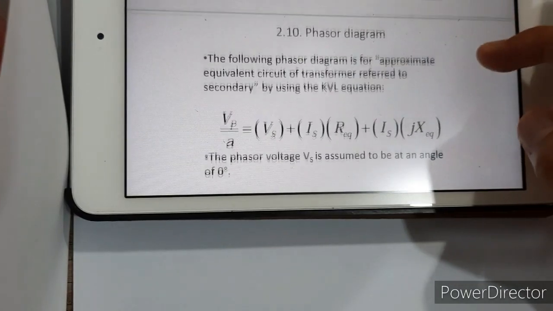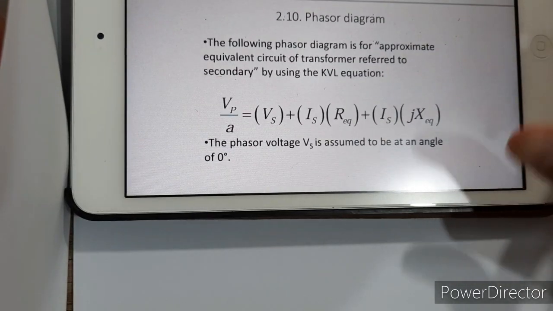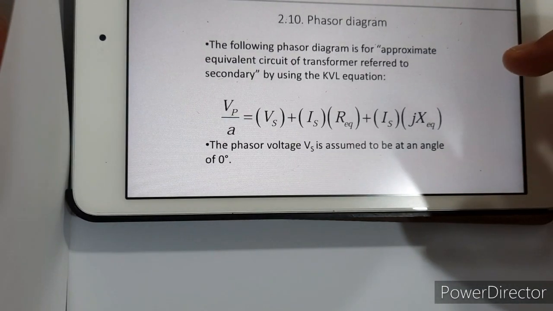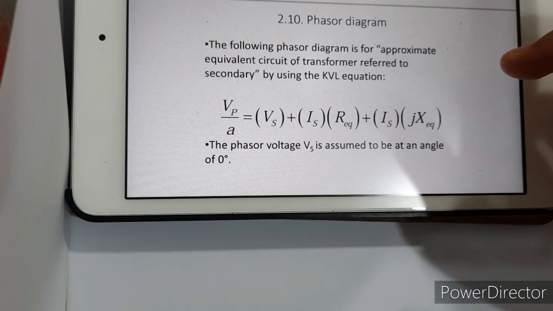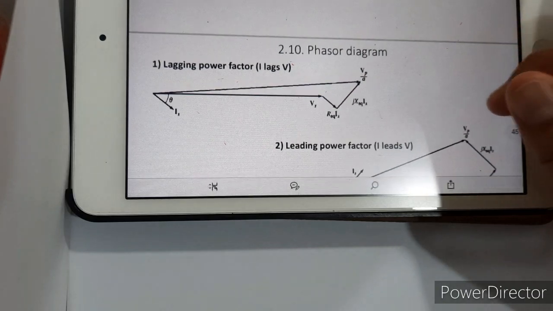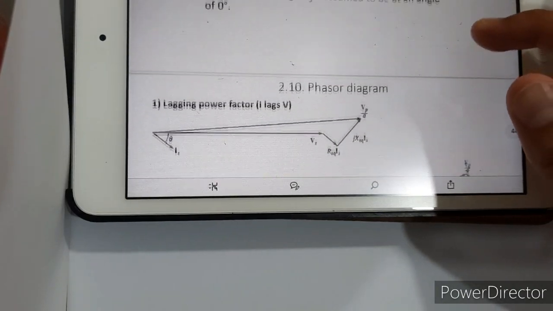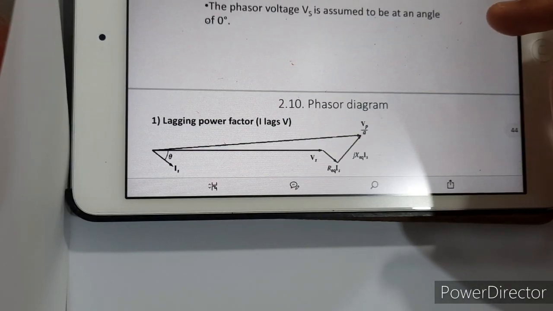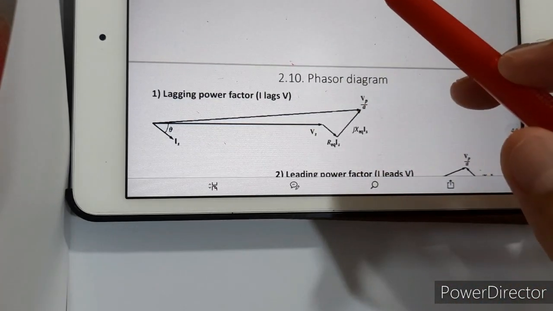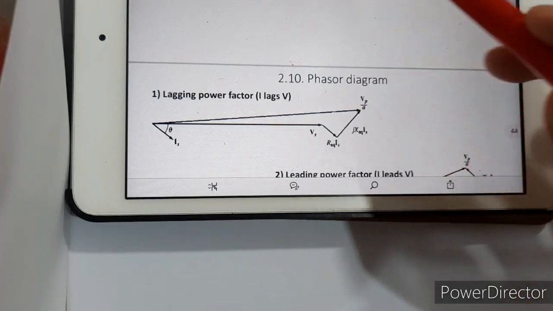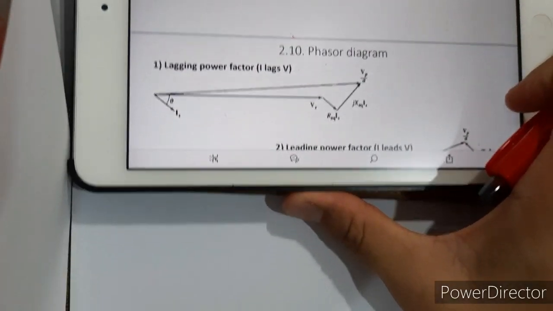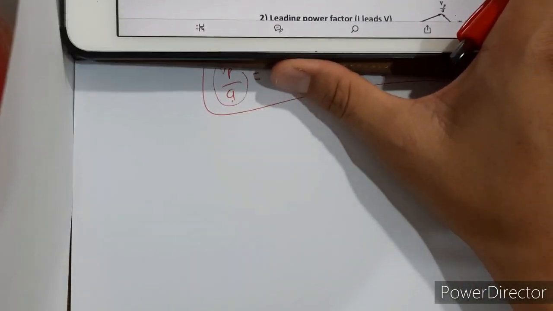Okay, so lastly, on the phasor diagram, how do we draw it? Actually, the phasor diagram is drawn based on the power factor, either lagging, leading, or unity power factor. A few parameters that we have to consider: firstly VP, and then we have VS, R equivalent, and also IS. Let me show you how to draw this.